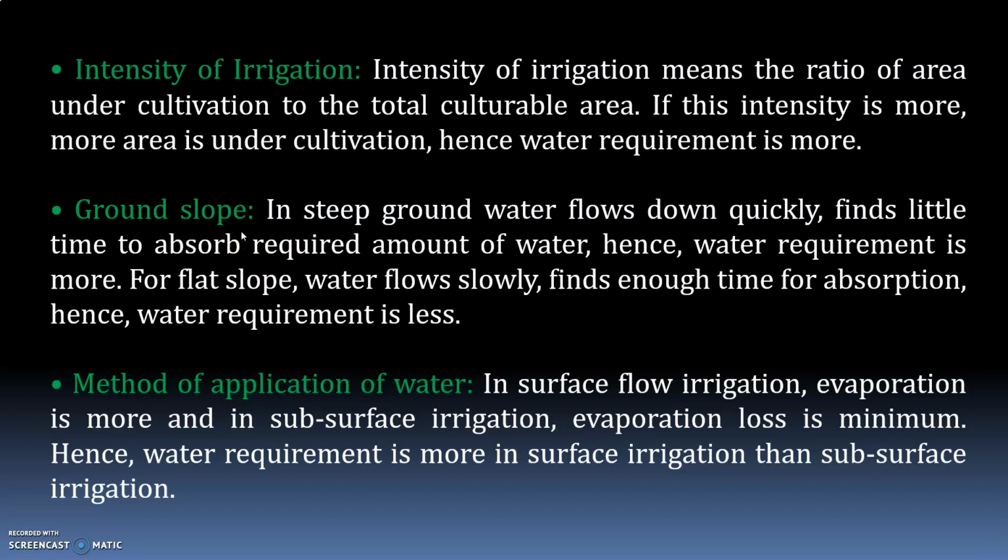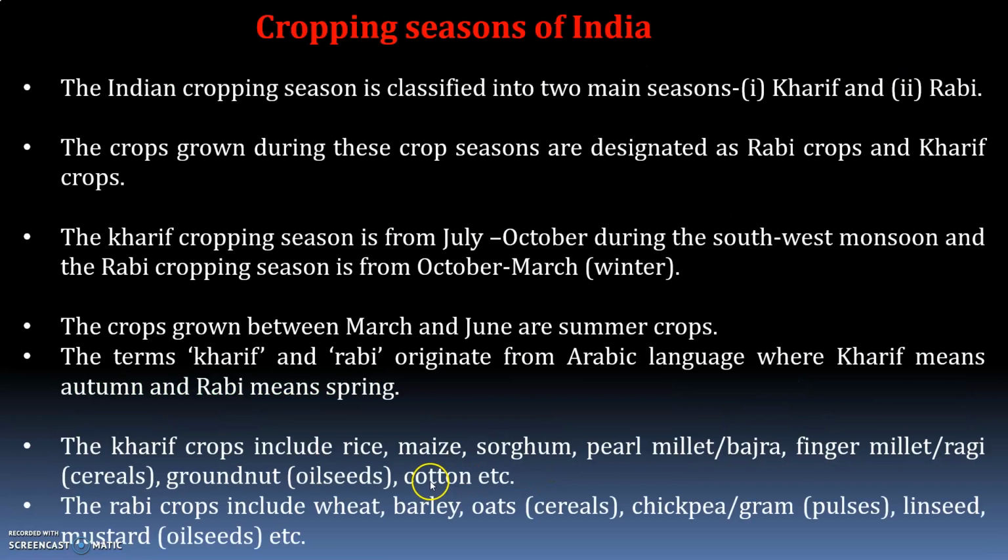Then ground slope. In steep ground, water flows down quickly, finds little time to absorb required amount of water, hence water requirement is more. For flat slope, water flows slowly, finds enough time for absorption, hence water requirement is less. Next method is method of application of water. In surface flow irrigation, evaporation is more, and in subsurface irrigation, evaporation loss is minimum. Hence, water requirement is more in surface irrigation than subsurface irrigation. These are some of the points about the water requirements of the crops.